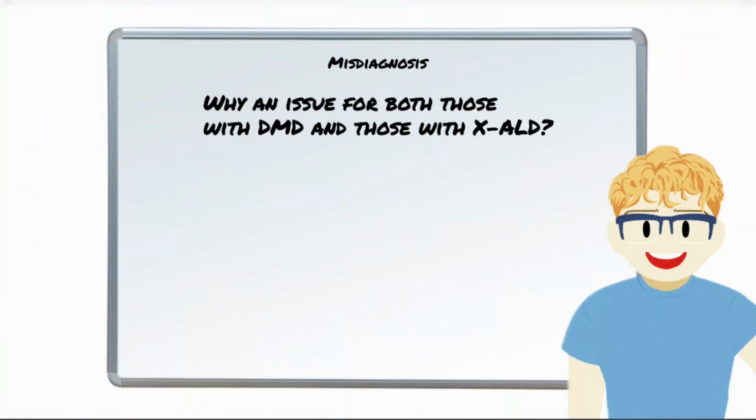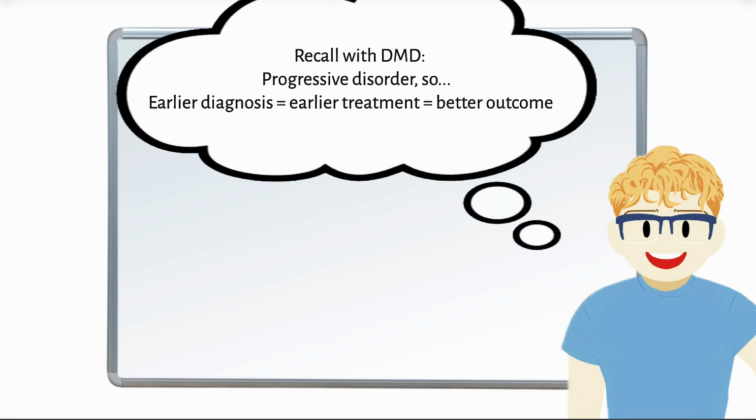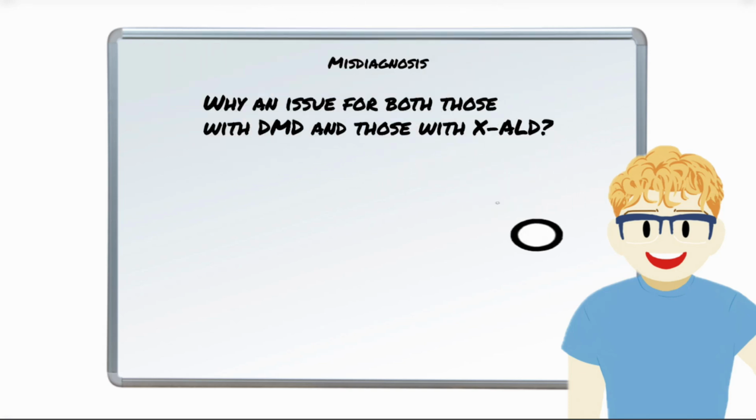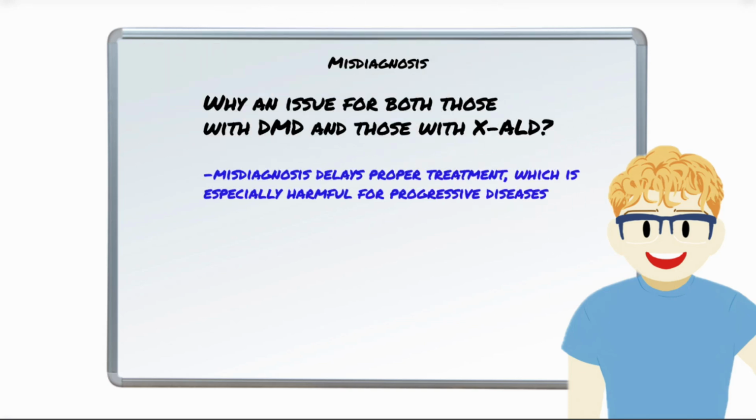Now that I've introduced X-ALD, let's talk about a common problem in the realm of healthcare: misdiagnosis. One trend we've seen in Duchenne muscular dystrophy is the benefit to a speedy diagnosis. An earlier diagnosis means an earlier start to preventative treatments, which can really go a long way in slowing down its fatal disease progression. This makes an improper or untimely diagnosis especially brutal.